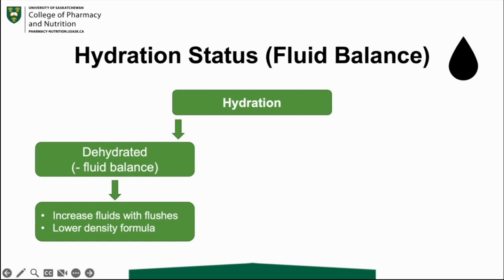If a patient is in negative fluid balance and it is deemed by the team that they would benefit from additional fluid, a dietitian can increase the amount of free water a patient receives simply by increasing the volume of water flushes given or putting a patient on a lower density formula, which means that the volume of formula required to meet a patient's calorie needs is higher than if they were on a formula that is higher in caloric density.